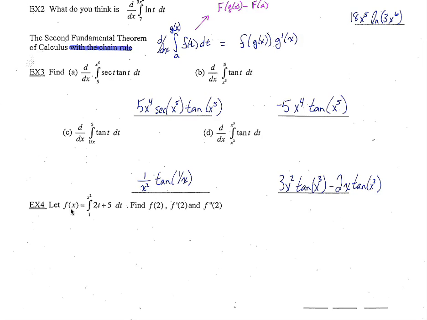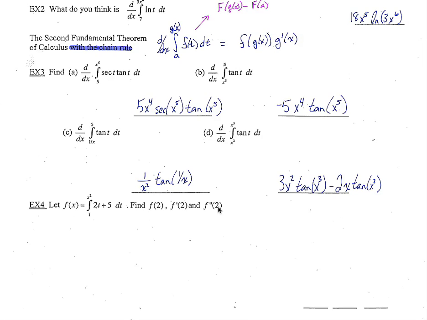So in example 4, the function we're interested in is the integral of the function 2t plus 5 with respect to t from the lower bound of 1, a constant, up to the upper bound of x squared. And we want to find f of 2, f prime of 2, and f double prime of 2.